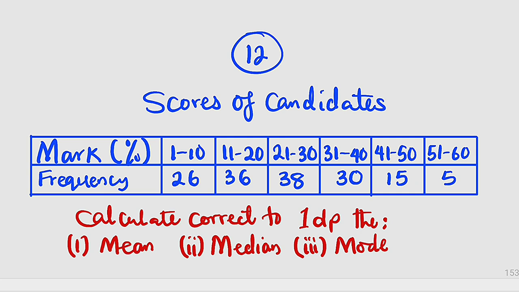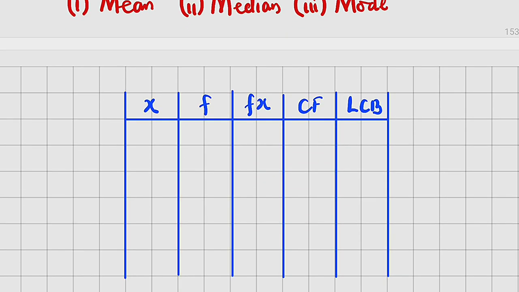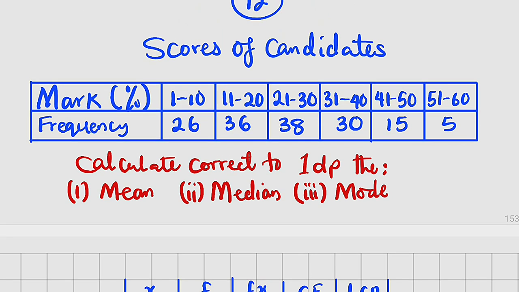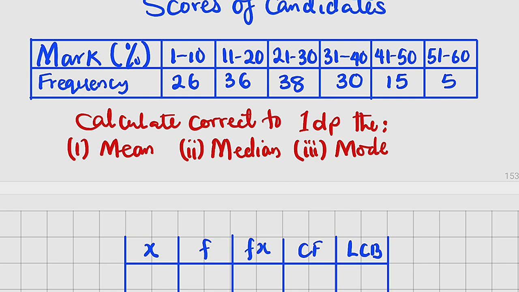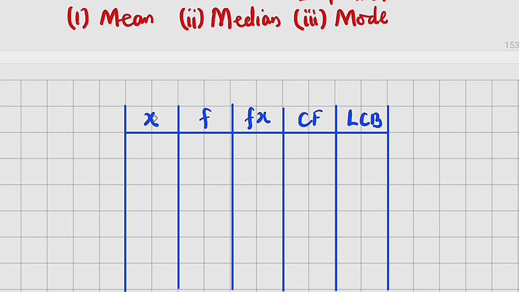All right, the first thing you need to do is to recompute the table in this manner. You can see we have X, F, Fx, Cf, LCB. X here stands for the midpoint. The midpoint is nothing but the average of every single class limit here. F stands for the frequency, which is given already. Fx is the product of the midpoint X and the frequency. CF stands for the cumulative frequency. LCB stands for lower class boundaries.